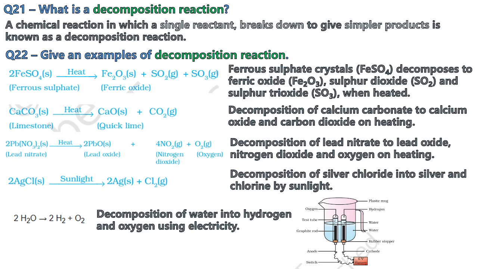Then you take two test tubes, and on the anode and cathode you just invert them filled with water, and you collect the gas at the top. And you see that oxygen and hydrogen are created. They are decomposed from water, giving oxygen and hydrogen.